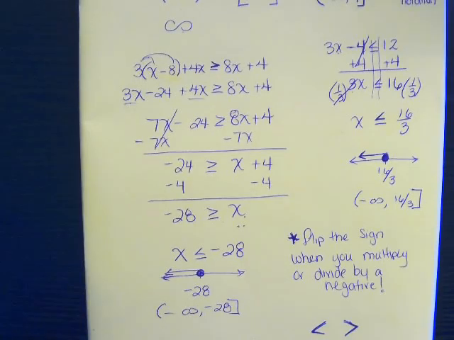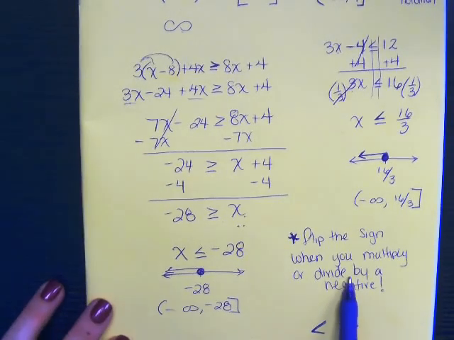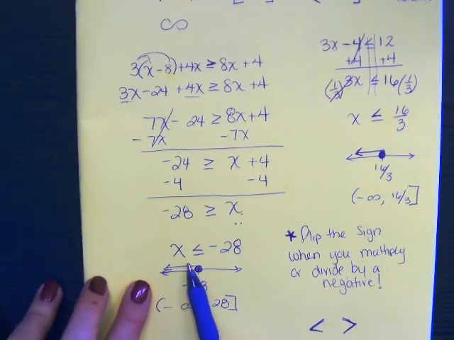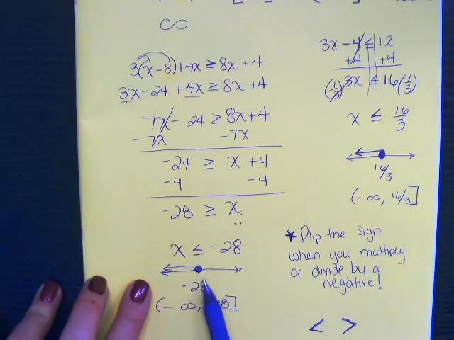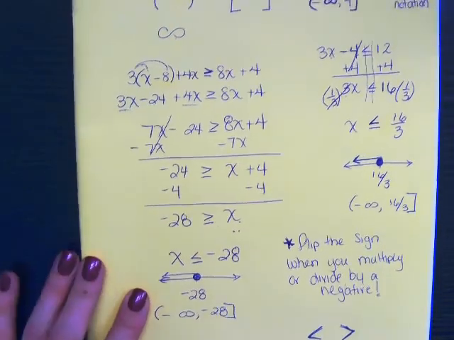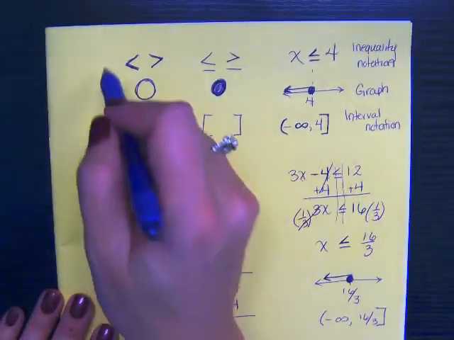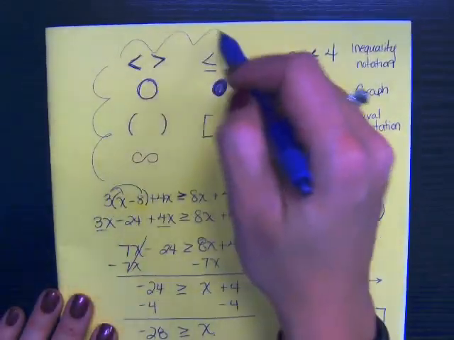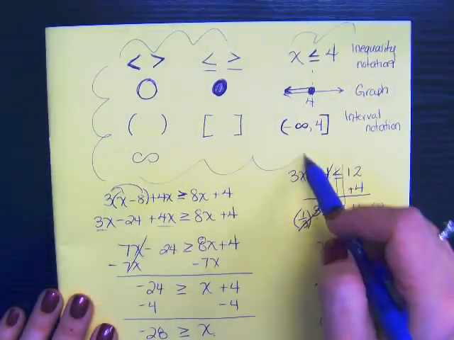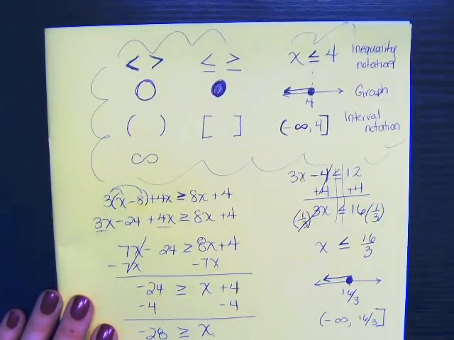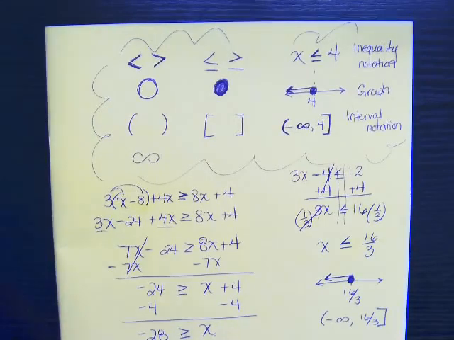Okay, so some key things to remember: flipping the sign when you divide by a negative, having your x on the left so that your graph matches the inequality sign correctly. And you might want to write down all of these and memorize them to know what goes with what and what is called what. That's all I have for you.